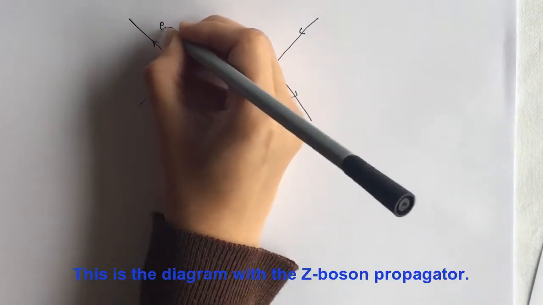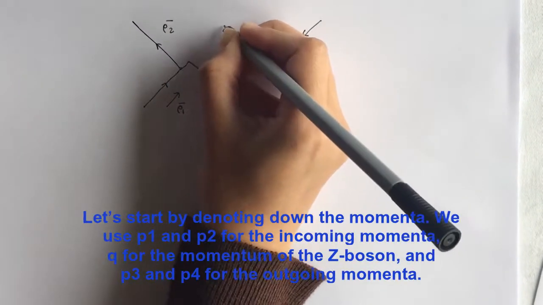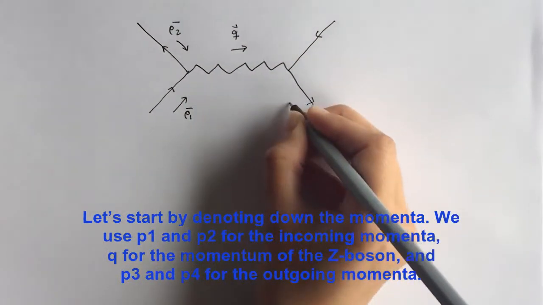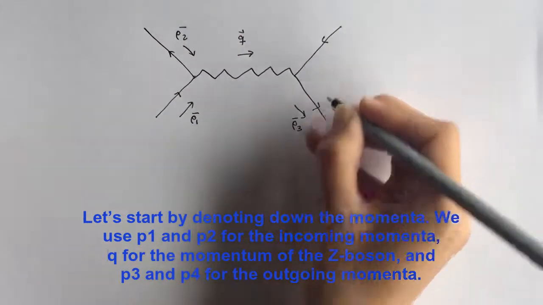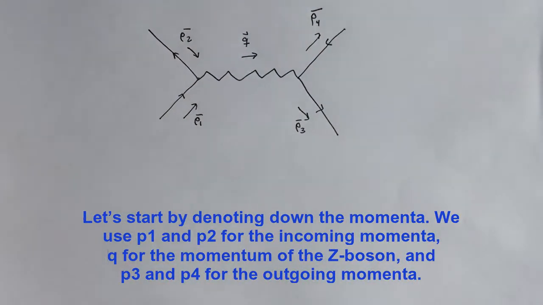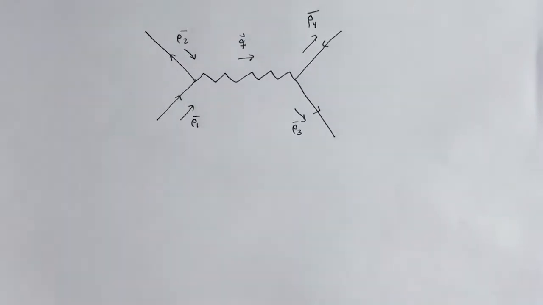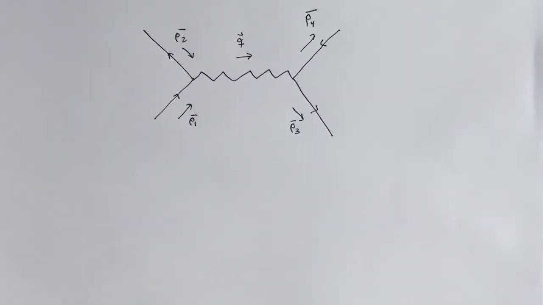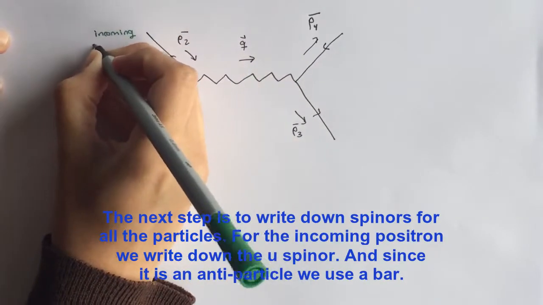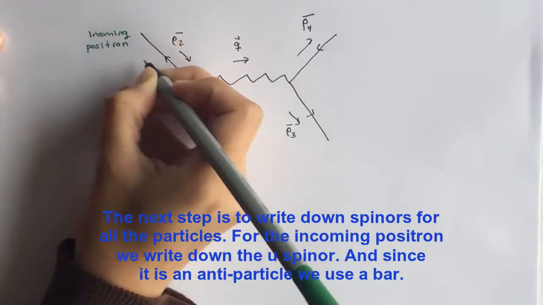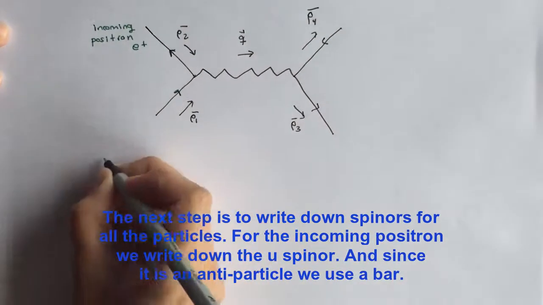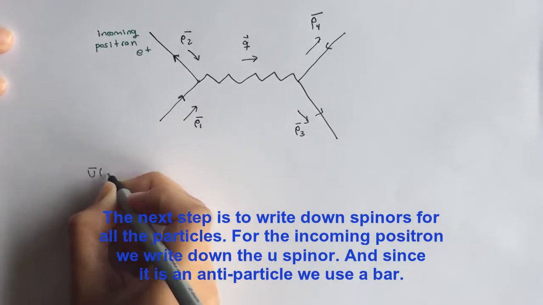This is the diagram with the Z boson propagator. Let's start by writing down the momenta. We use p1 and p2 for the incoming momenta, q for the momentum of the Z boson, and p3 and p4 for the outgoing momenta. The next step is to write down spinors for all the particles. For the incoming positron, we write down the u spinor. And since it is an antiparticle, we use a bar.